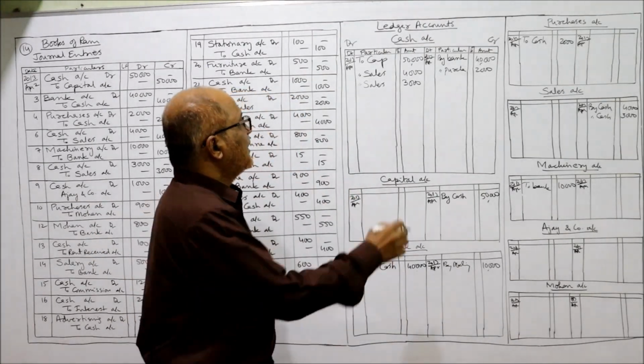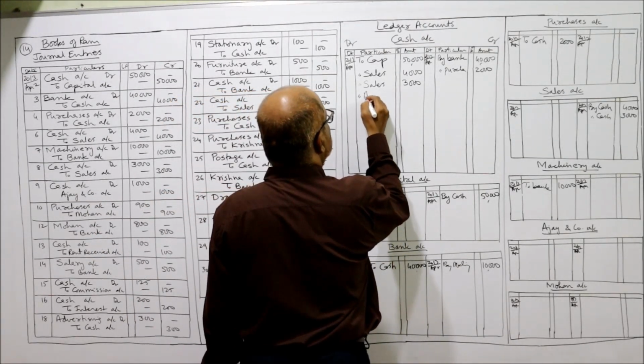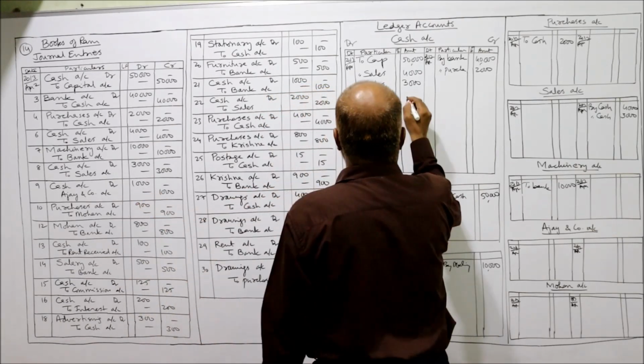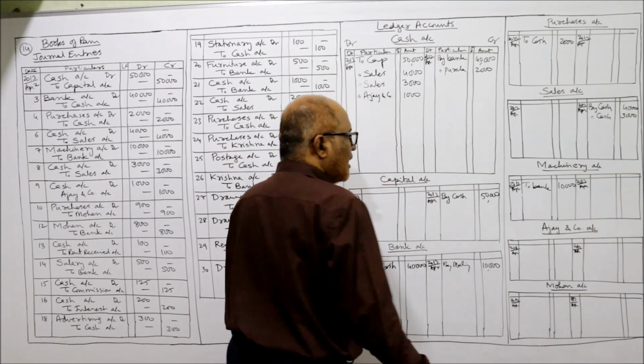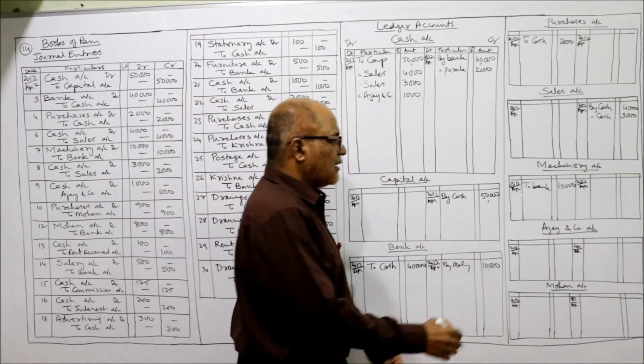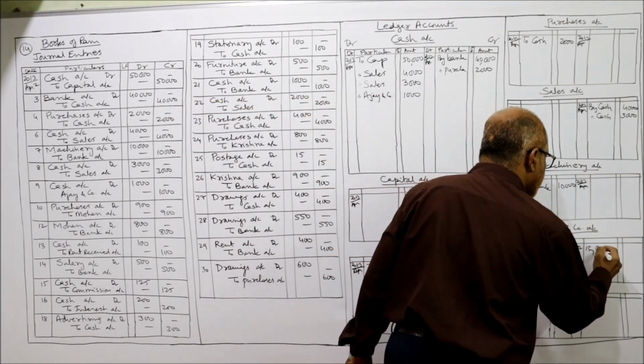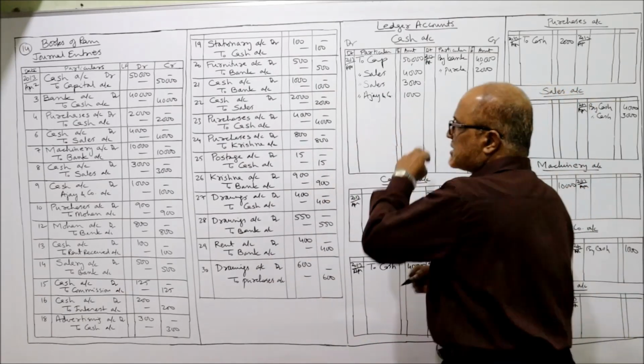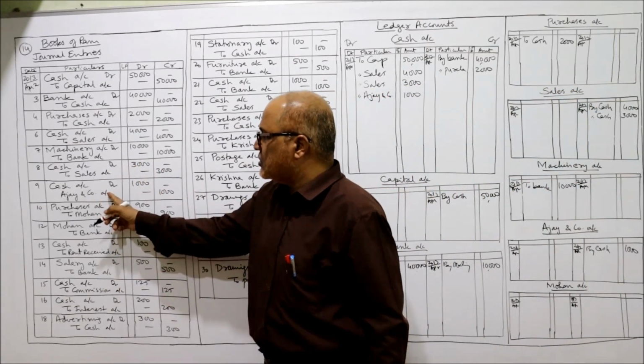Now 9th entry, cash account debit to Ajay and company. So cash account should be debited, to Ajay and company 1,000. Cash is debited. Now Ajay and company should be credited by cash 1,000.